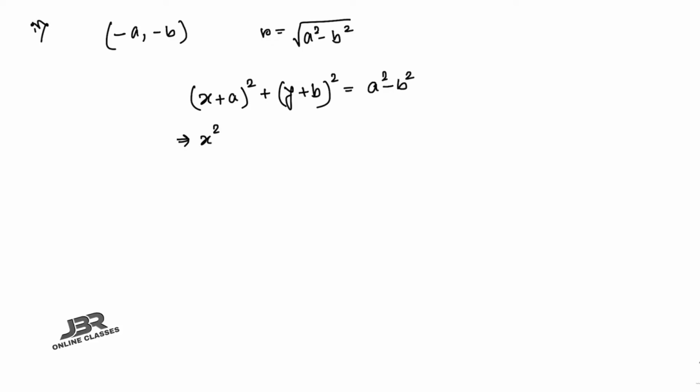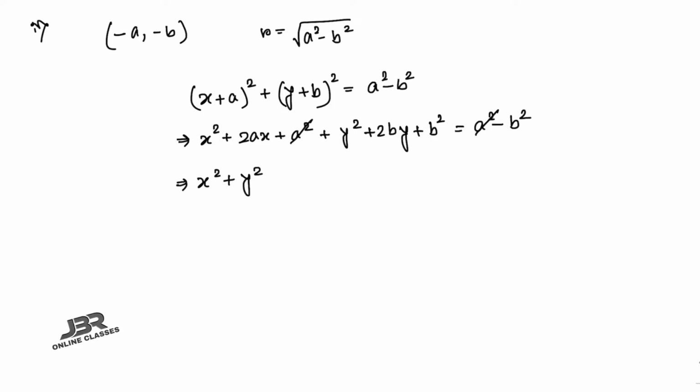Okay, so now x square plus 2ax plus a square. The next one, y square plus 2bx, sorry, 2by, it's not x, 2by plus b square. That one equal to a square minus b square. So a square cancels out. So here your answer: x square plus y square plus 2ax plus 2by, and here plus 2b square equal to 0. That is your answer.